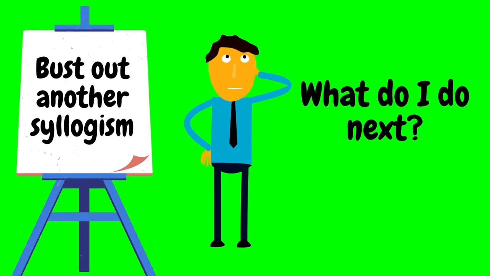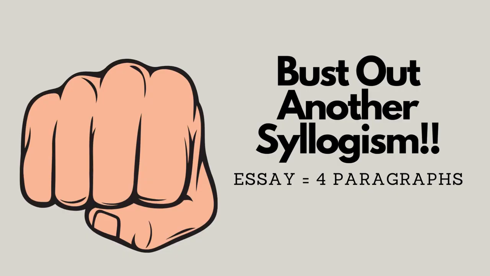So let's ask ourselves this question. What do I do next? Because we have an intro and one body done. And the answer is simple. Bust out another syllogism. There's still a whole bunch of terms, devices, techniques that we have left to analyze. And we also have the middle portion of the poem, as well as that really poignant end line to analyze. So we're going to do that in our second body paragraph, the third paragraph of the essay.